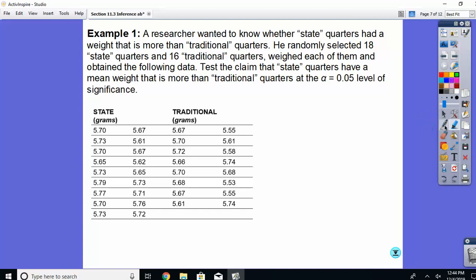with our null and alternative. So my null hypothesis will be what? You can call them 1 and 2 if you want to call them like state, S and T for state and traditional, if that helps you, whatever you need to do there. So the alternative, I want to know if the state have a mean weight that is more than. So I want to know, is the mean of the state more than the mean of the traditional?